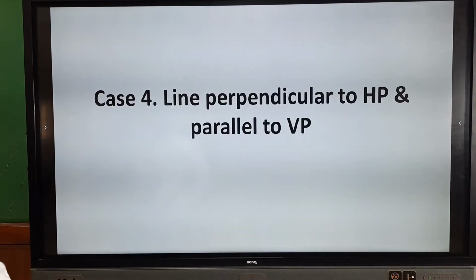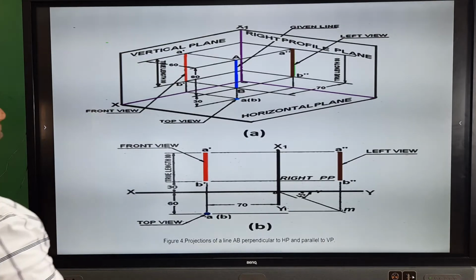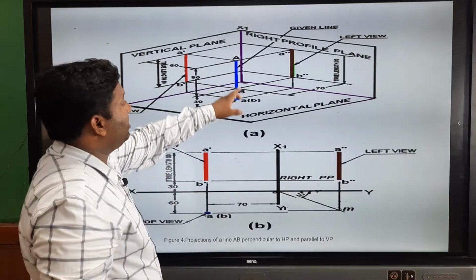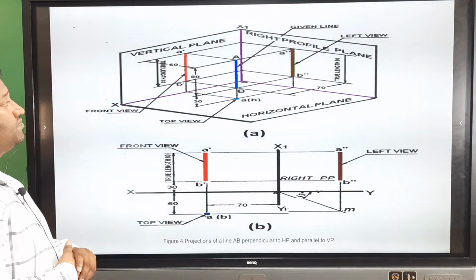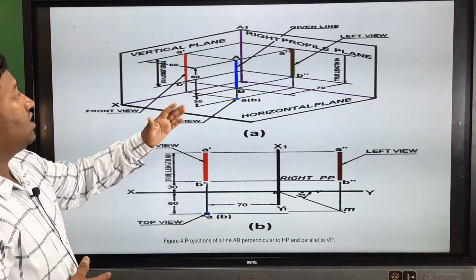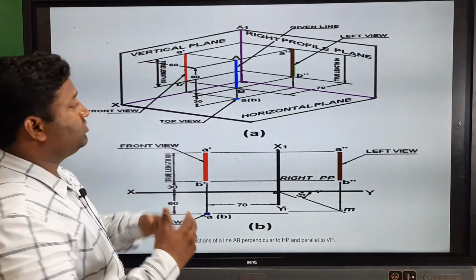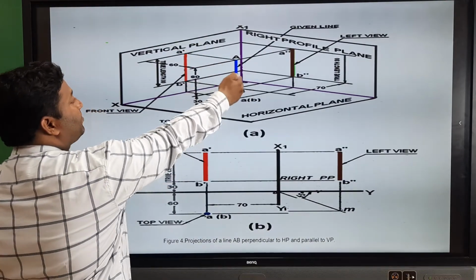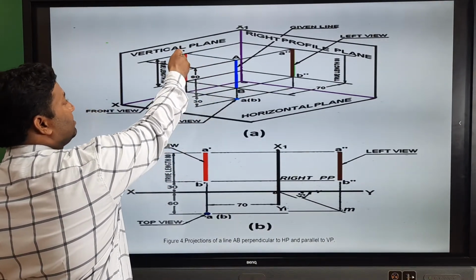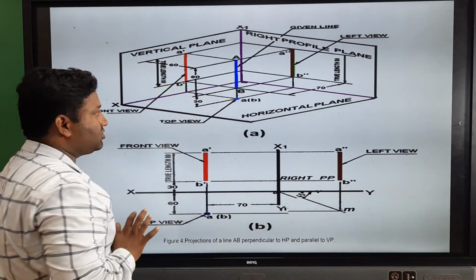Line perpendicular to HP and parallel to VP. Here A and B, the blue color line, is the actual real line. This is parallel to VP and perpendicular to HP. Whenever the line is parallel to VP and we view from the front view, it appears in true length, which is the red color line, 60 mm in front of the VP and 30 mm above the HP.